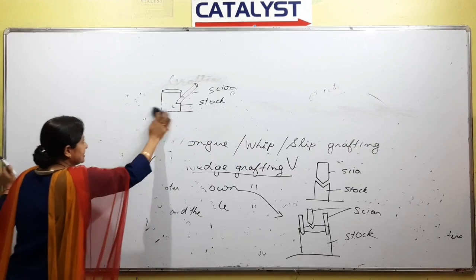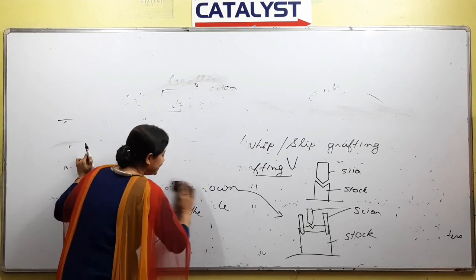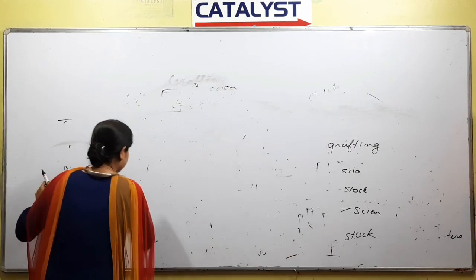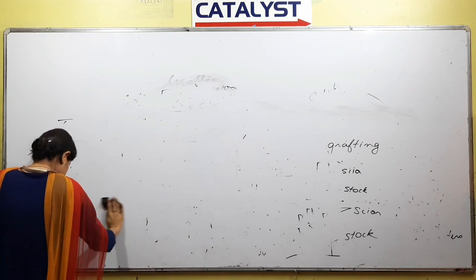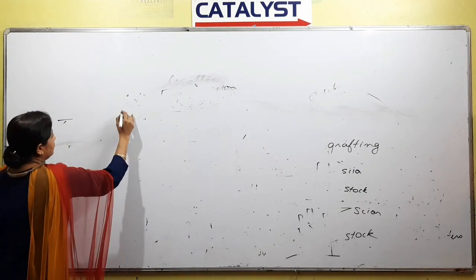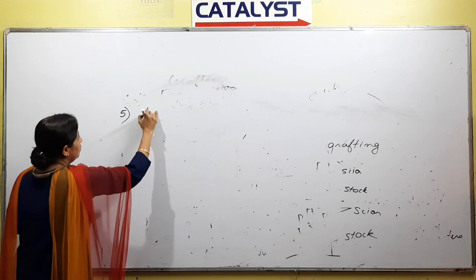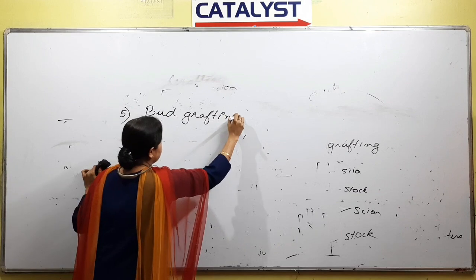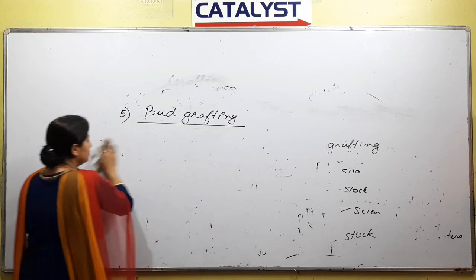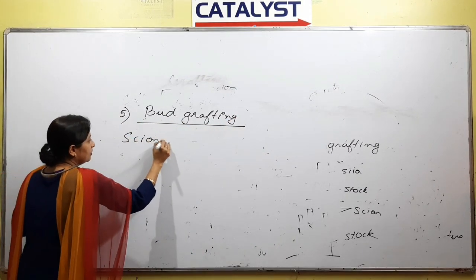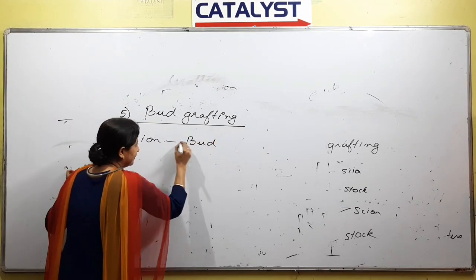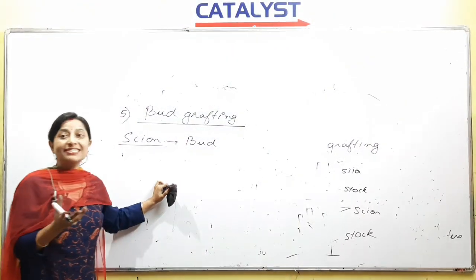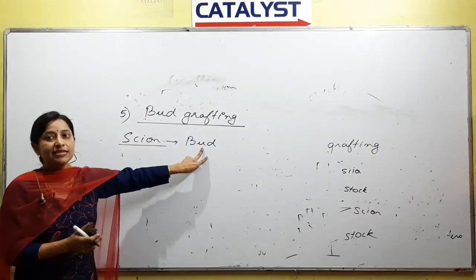Next, we come to the next type of grafting, that is called bud grafting. What is bud grafting? So, the fifth type of grafting is bud grafting. What you need to remember is the scion is a bud. The portion that we attach to the root system is not a stem cutting now. What is it? We are using a bud.